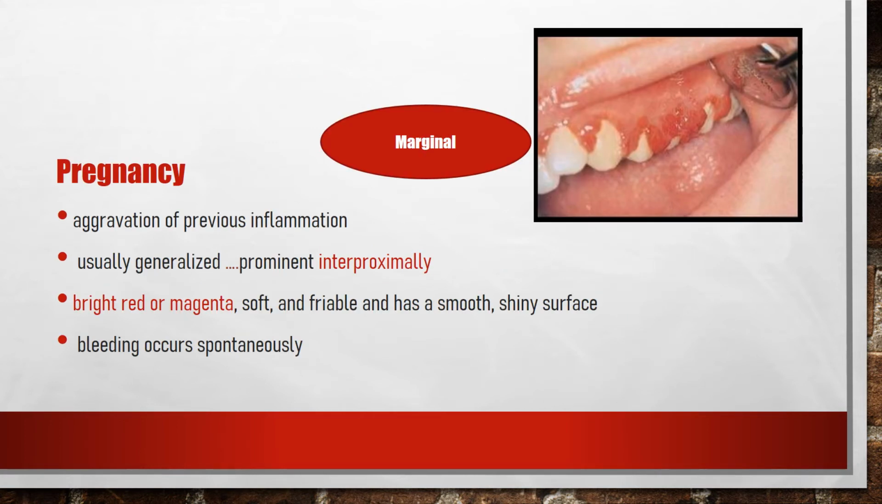Pregnancy-related gingival enlargement. Firstly, we are going to mention marginal gingival enlargement. This is mainly due to aggravation of previous inflammation. It usually occurs generalized, and it is prominent interproximally. You can see the interproximal region is much more prominent, and it appears bright red or magenta, soft and friable, with a smooth shiny surface. Bleeding occurs spontaneously or on slight provocation. So this is the marginal gingival enlargement.